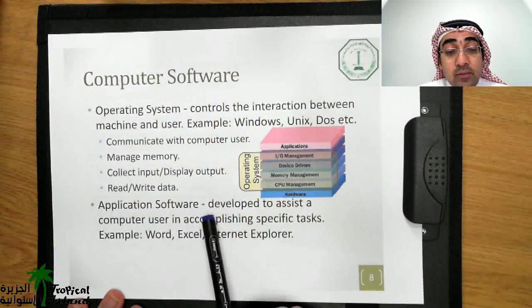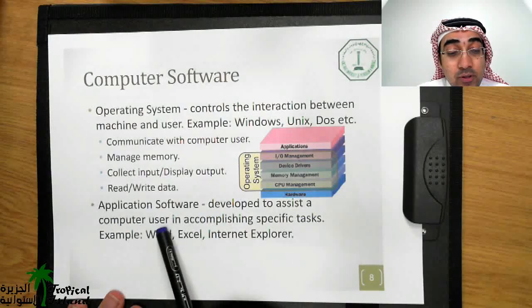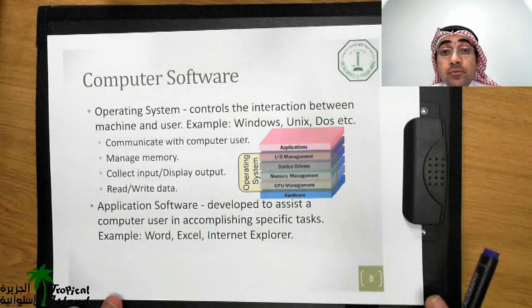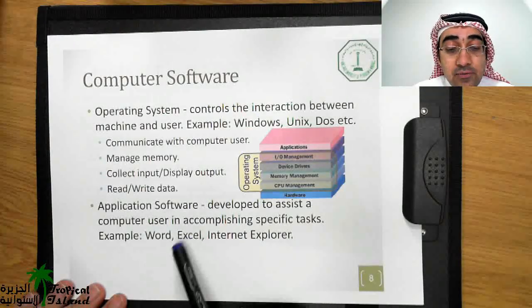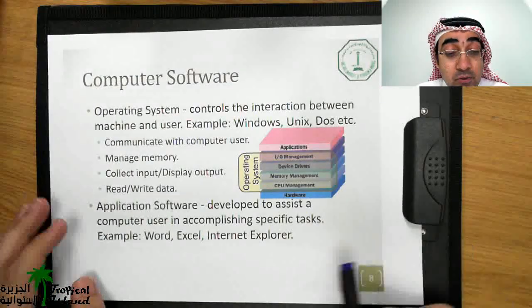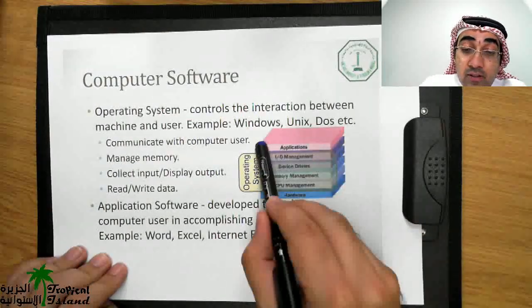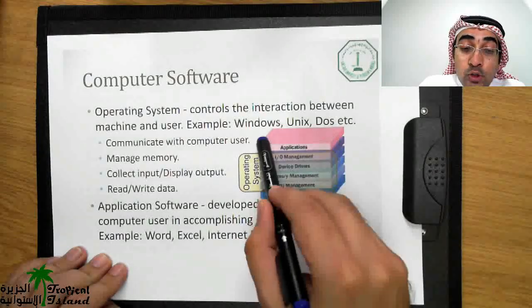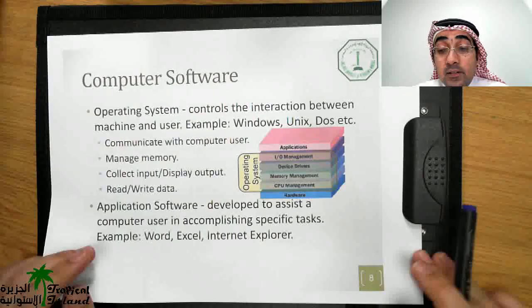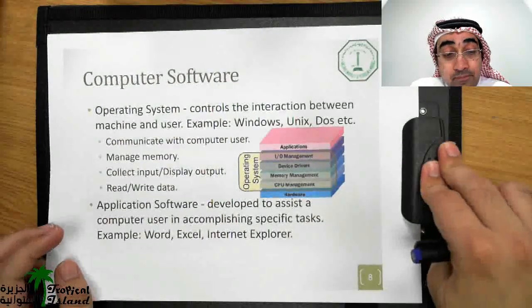Now, application software is developed to assist the computer user in accomplishing a specific task. For example, Microsoft Word is solving the problem of word editing for you. Excel, for example, and Internet Explorer is solving the problem of internet surfing for you. So these are application programs. They are over here, on top. They run on top of the operating system, and they utilize the operating system to actually get information for them. Okay?